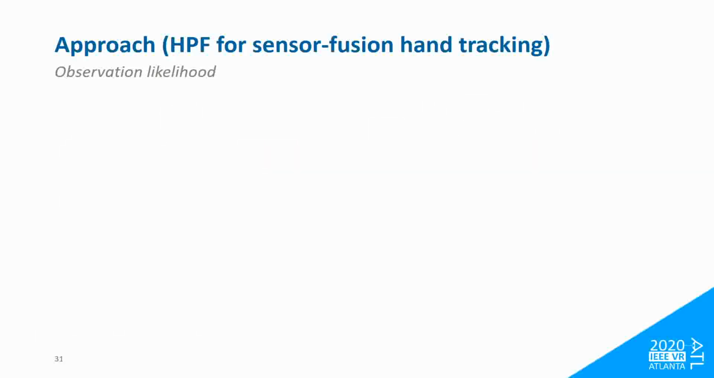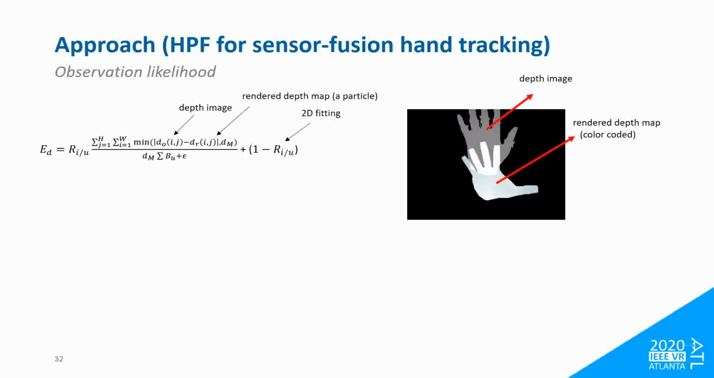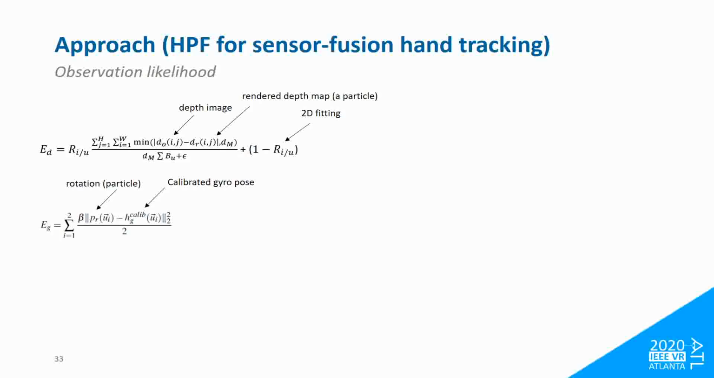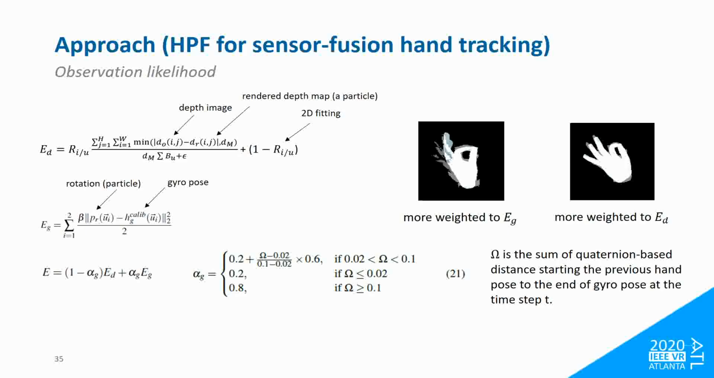To explain our algorithm, we should first explain the observation likelihood. To do that, we first define a cost function ED to calculate the error between the depth image and the rendered depth map from each particle. EG represents the error between the hand rotation of a particle and the calibrated gyro pose. The final cost function is a weighted sum of ED and EG, and the weight is calculated from the gyro angular velocity, which is empirically decided.